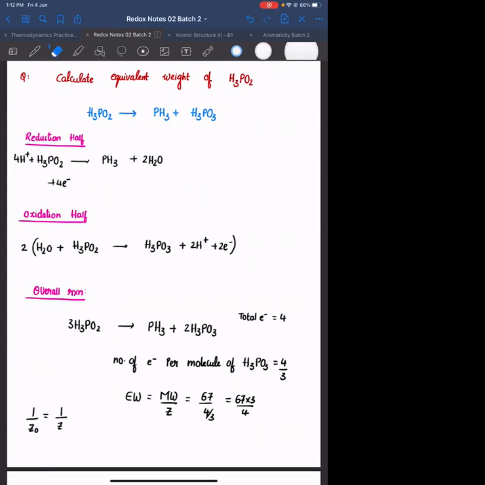Phosphorus is 31. 31 plus 3 is 34. 63 और फिर वो हाइड्रोजन का 3, मतलब 66. 66 है. It has to be an even number. 34 plus oxygen का 32 है ना. 66 है आदित्य. एक बार cross-check कर लेना.